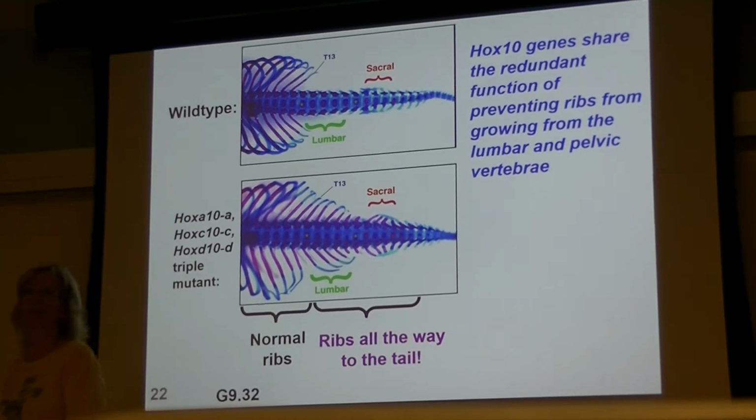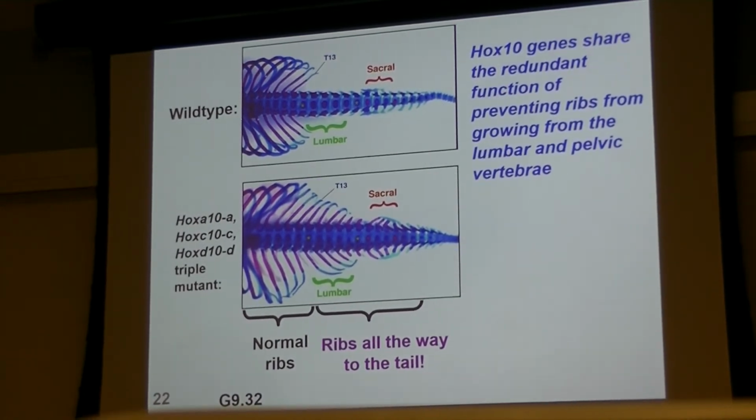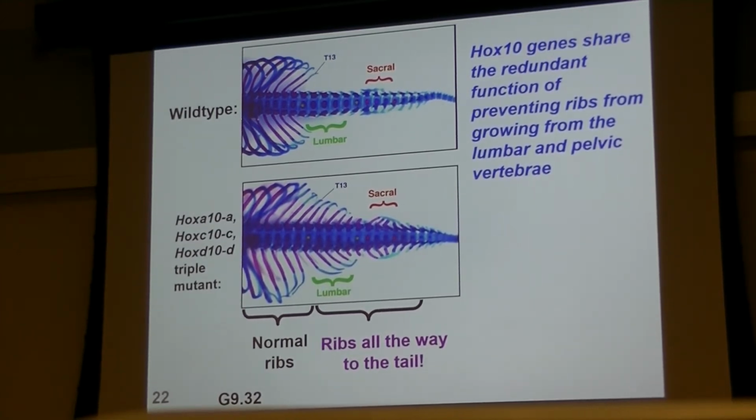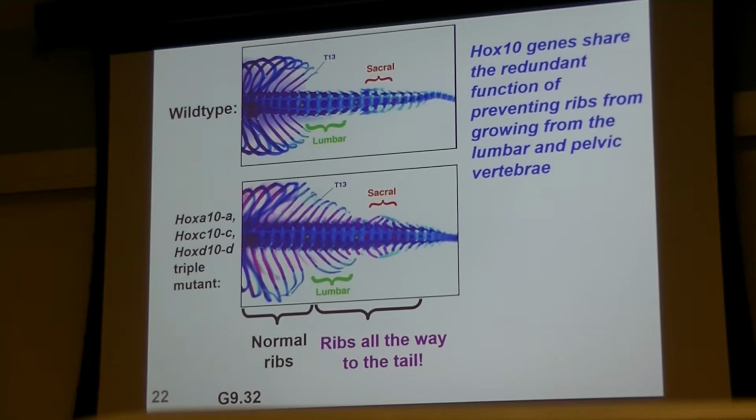And they're not astoundingly perfect ribs, but they are definitely rib-like in character. And that would qualify as being a homeotic transformation to a thoracic-like situation all the way down the axis of the body.